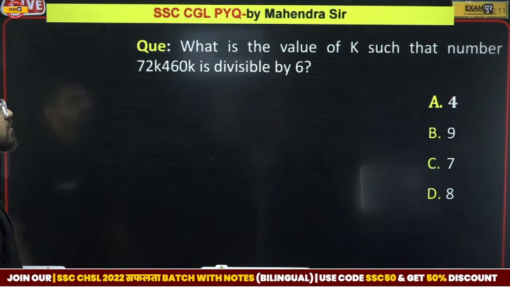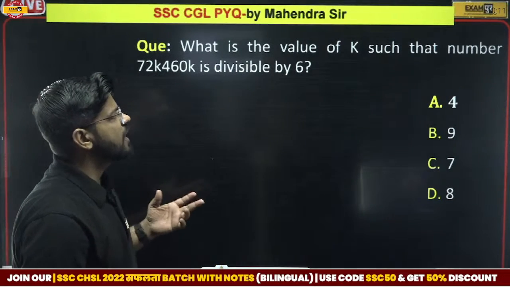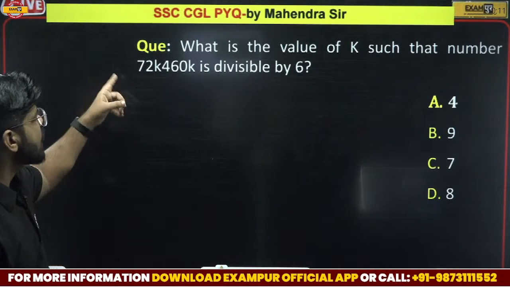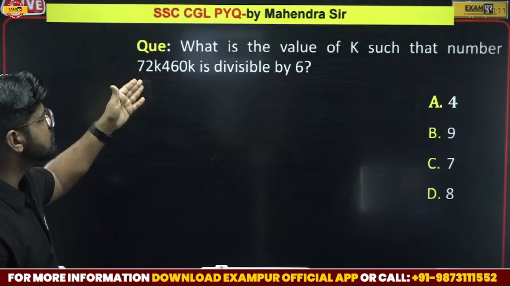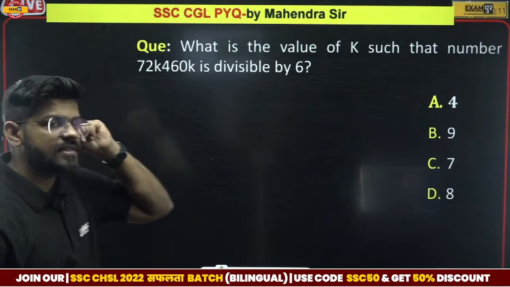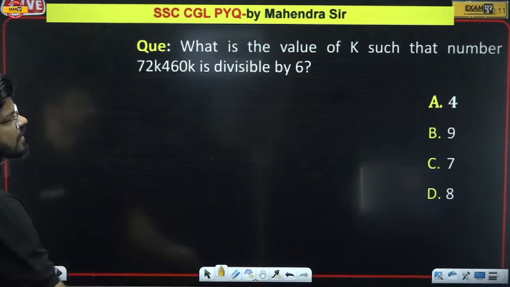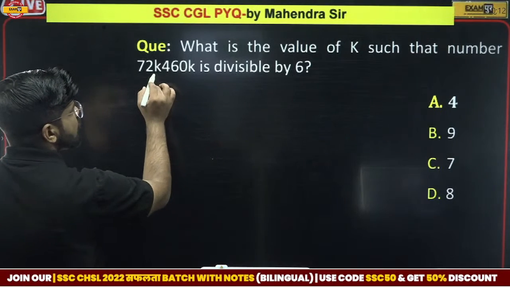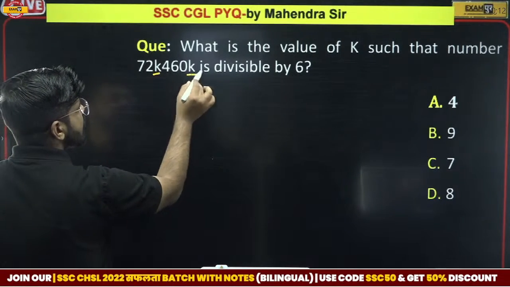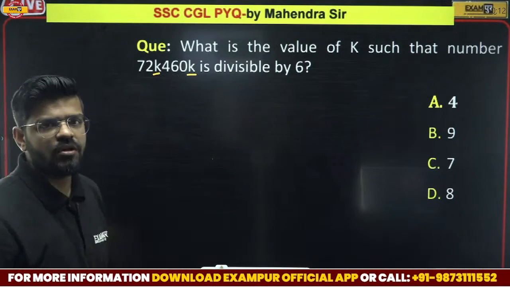Let's move on to another question. What is the value of k such that the number 72k460k is divisible by 6? We have to calculate the value of k. Here we have k and here we have k, so we have to find the value of both these k's.